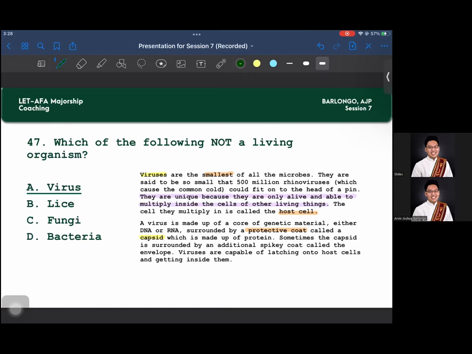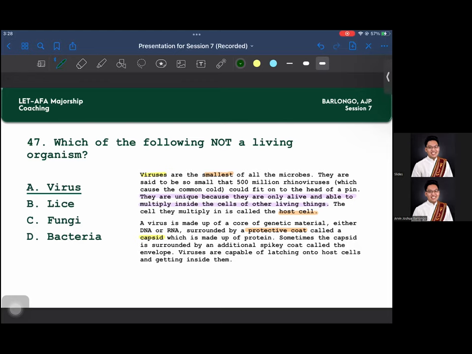They are unique because they are only alive and able to multiply inside the cells of other living things. So from this definition itself, we can say that a virus always needs a host, di ba? The cell they multiply in is called the host cell. Ayan, so it is called the host cell.